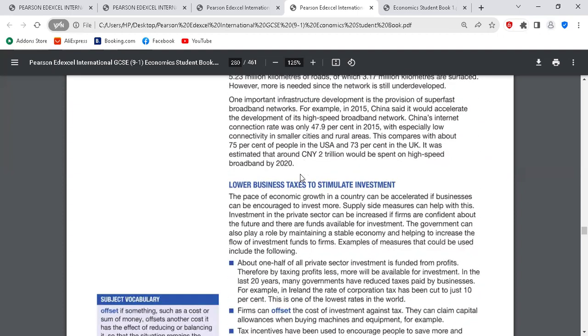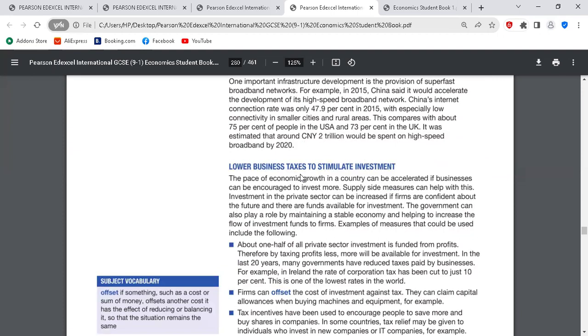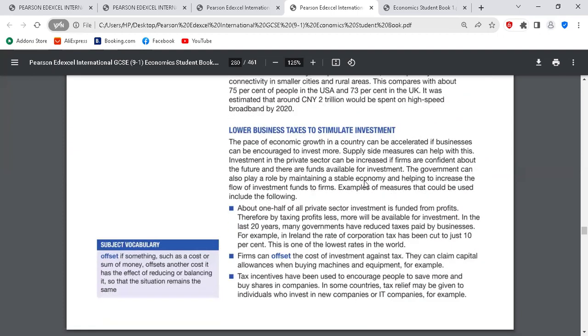The next one, lower business taxes to stimulate investment. Another supply side policy is to reduce taxes. When you are reducing taxes, it encourages investment. That is the point they're making here. The pace of economic growth in a country can be accelerated if businesses can be encouraged to invest more. Supply side measures can help with this. Investment in the private sector can be increased if firms are confident about the future and there are funds available for investment. The government can also play a role by maintaining a stable economy and helping to increase the flow of investment funds to firms.